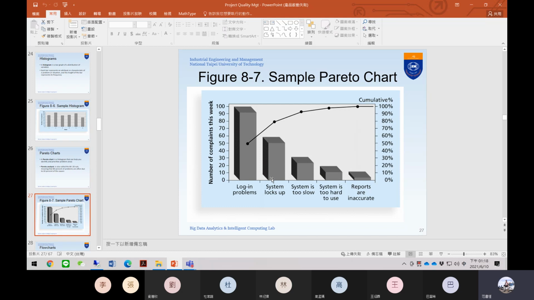This is the horizontal axis, and the vertical axis is the frequency of each activity type. Then you see there's a curve right here, which represents the cumulative distribution or cumulative percentage.